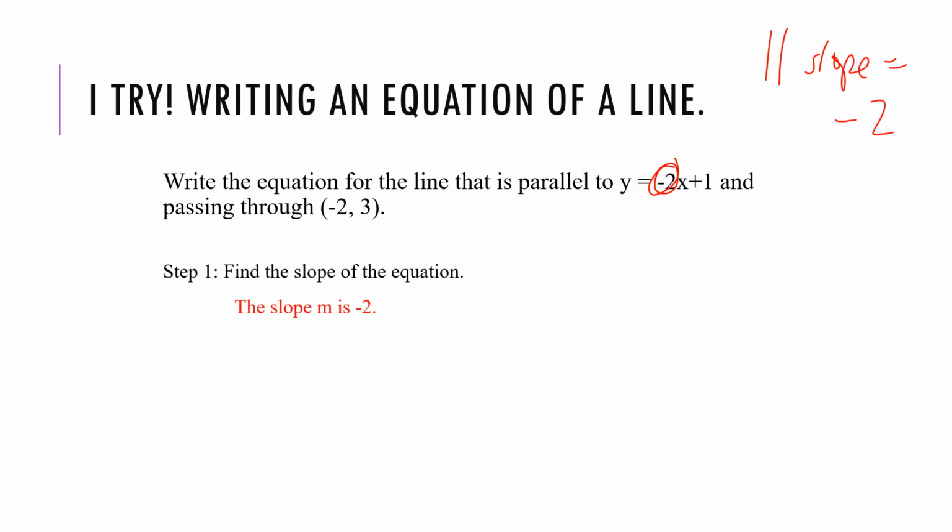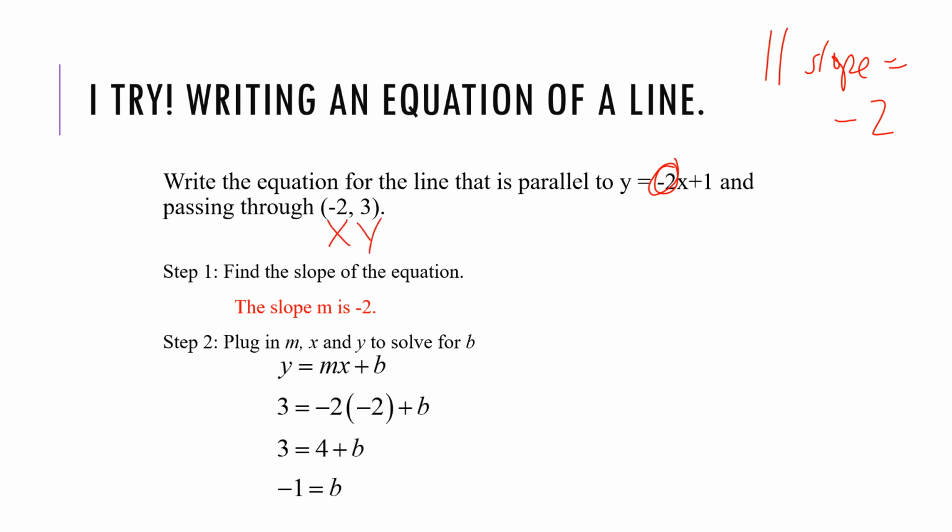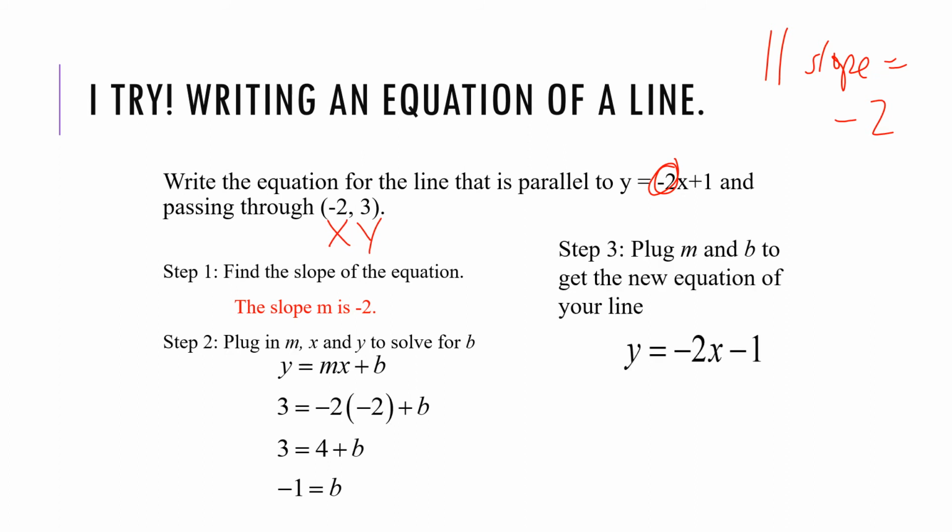Okay. Now you can do it the one way that we did on Thursday or Friday, and then you can also do my way. So here is the one way. We can plug m, x, and y in using my point that they give us. Here's x, here's y, and plug it in. So I would get negative 1 equals b. And then I would just plug it back into my y equals mx plus b and get y equals negative 2x minus 1.